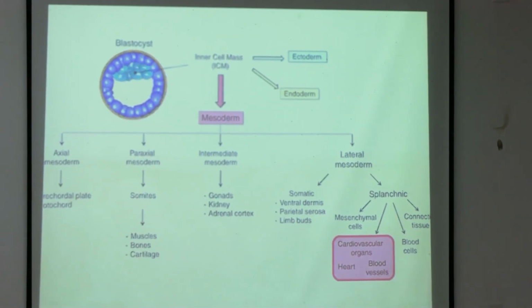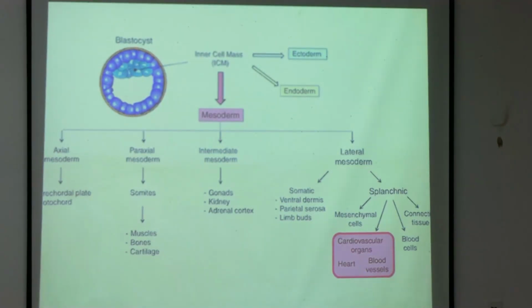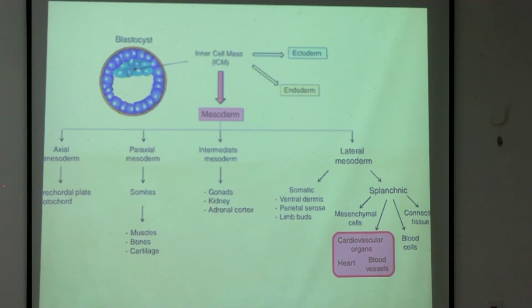This is the mesoderm. Now, mesoderm is a vast topic, so we'll just glance through what structures are developed from mesoderm. First, this is blastocyst, the inner cell mass. Inner cell mass is divided into three portions: the ectoderm, endoderm, and mesoderm. Now, there are four types of mesoderm. There is axial mesoderm, which forms the precaudal plate and notochord, right?